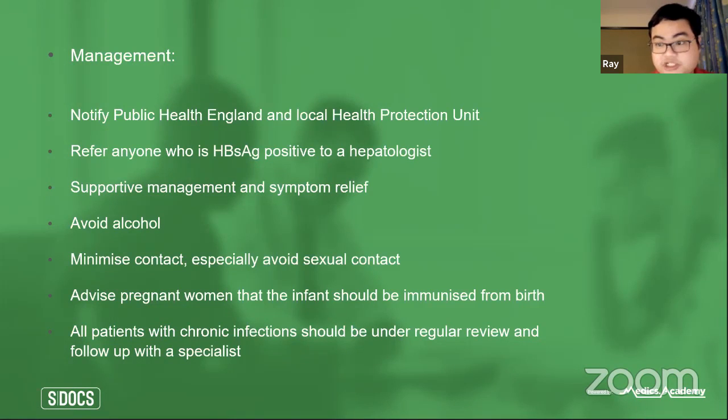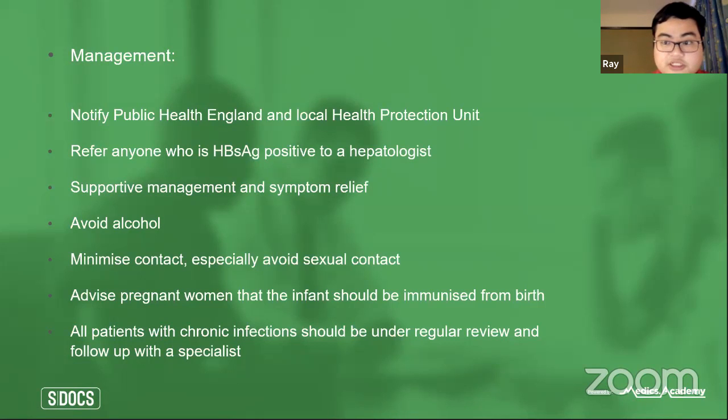So rest, hydration, analgesia. And then obviously avoid alcohol, and minimize contact, especially sexual contact. Advise pregnant women that the infant should be immunized from birth because there's a risk of transmission. And remember, because you can have chronic infections, all patients with a chronic infection should be under regular review by a specialist.